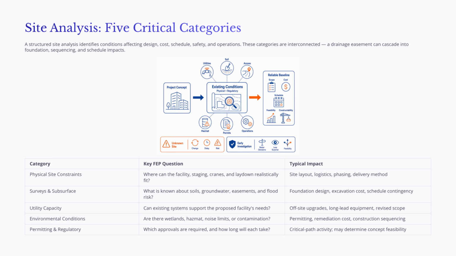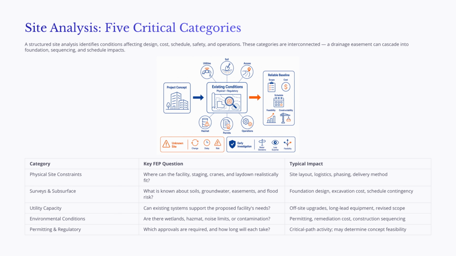The third category is utility capacity. It is not enough to know that utilities exist near the site. The team must verify whether water, sewer, electrical, gas, data, chilled water, steam, fire protection, or other systems can actually support the proposed facility. The fourth category is environmental conditions: wetlands, hazardous materials, contamination, noise restrictions, air or water discharge issues, and protected species can all affect permitting, remediation cost, sequencing, and stakeholder coordination.